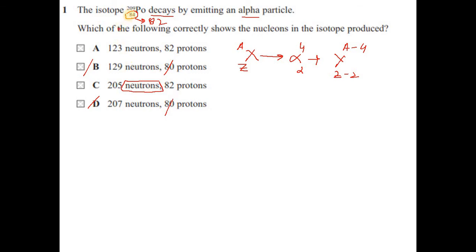So first you need to figure out how many neutrons there are. The number of neutrons n is 209 minus 84. That means initially polonium had 125 neutrons, and when an alpha particle is emitted, in the alpha particle we have two neutrons and 2 protons. So by emission of the alpha particle, out of 125, 2 neutrons are gone, so the remaining are 123. That means the option is A.